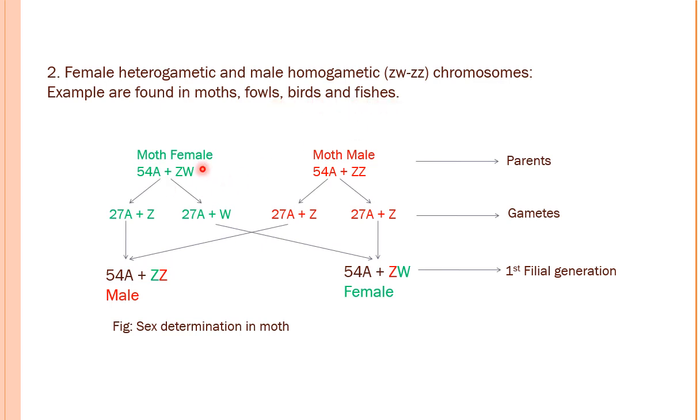Here we can see in female moth there are 54 autosomes and it is ZW. In case of male there are 54 autosomes and they are homogametic with ZZ. So female produces two types of gametes, 27 autosomes plus Z and 27 autosomes plus W. Male moths produce the same type of gametes. So when we get 54 autosomes plus ZZ, they develop into males, and when there are 54 autosomes plus ZW, they develop into female.